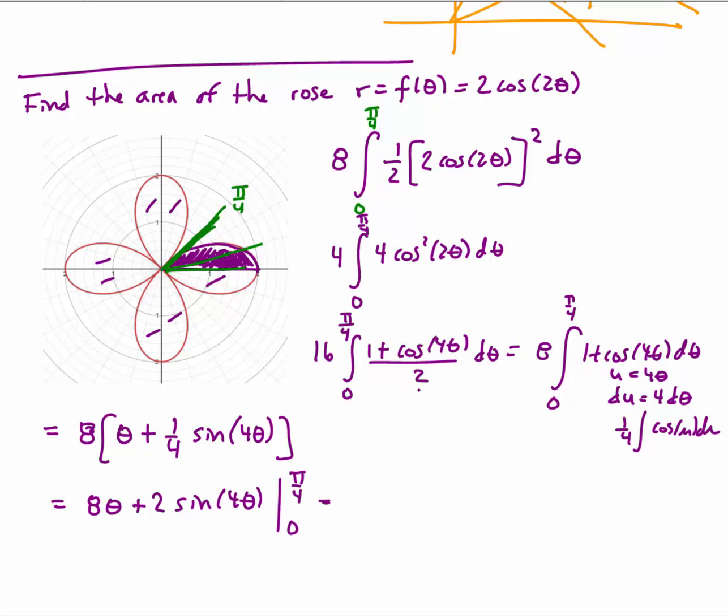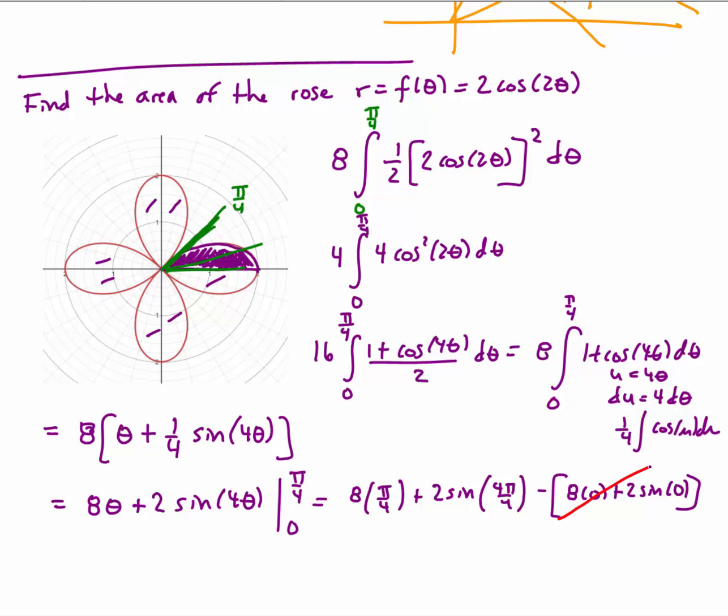So I pulled out the half. Yeah, I think that's right. We'll see how it falls out. So let's go ahead and plug in the pi over 4 first for my upper. So I have 8 pi over 4 plus 2 sine 4 pi over 4. That's my upper, minus my lower, which should be 8 times 0 plus 2 sine of 0.